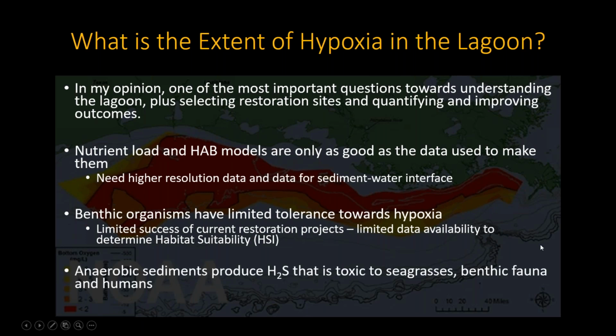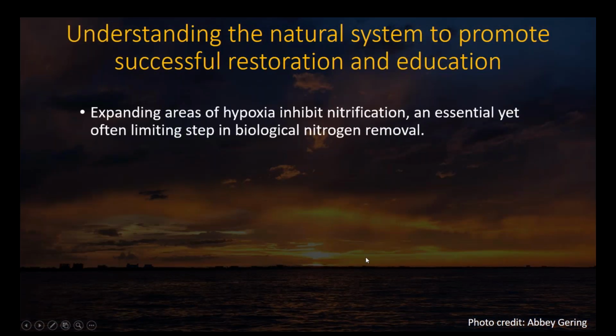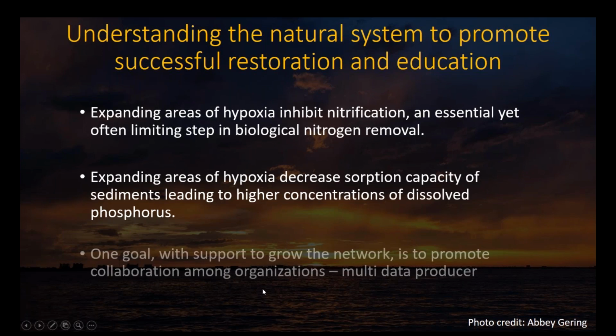And then with seagrasses, right, they don't necessarily need tons of oxygen, they're producing oxygen, but when we see places with continuous low oxygen, we start to see things like hydrogen sulfide that can be toxic to those seagrasses. And so I want to end this part of this talk with that we can understand the natural system to promote successful restoration. And so as these areas of hypoxia expand, they inhibit those natural processes that help to remove nitrogen. They decrease the sorption capacity of the sediments, leading to higher concentrations of dissolved phosphorus in the overlying water.